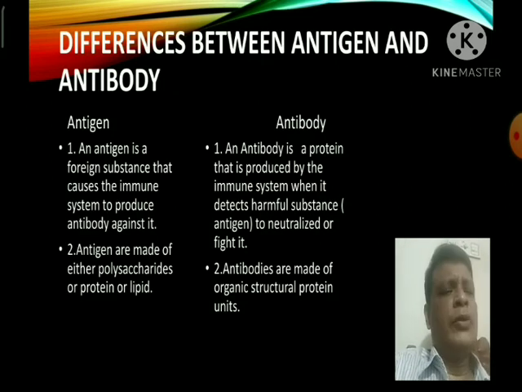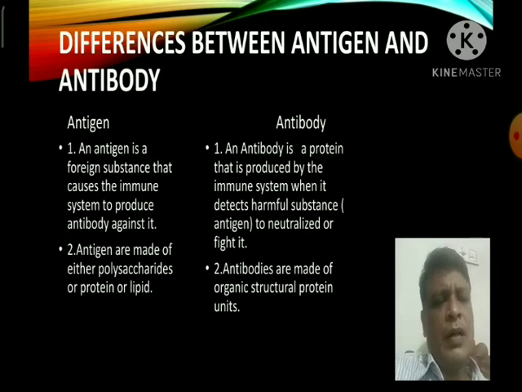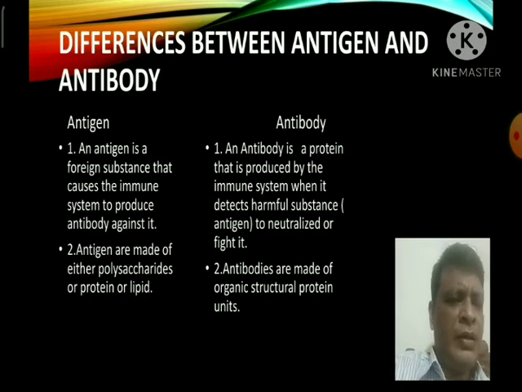Now the differences between the antigen and antibody. If you have a clear understanding about the antigen and antibody, then you can easily differentiate between them. An antigen is a foreign substance that causes the immune system to produce antibody against it. An antibody is a protein that is produced by the immune system when it detects a harmful substance, to neutralize or fight it.